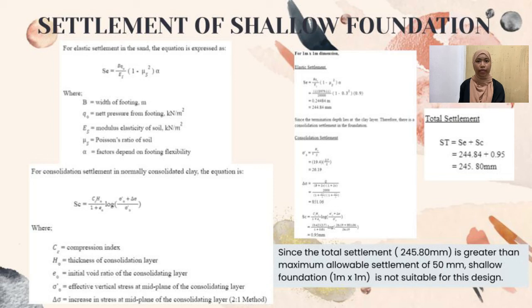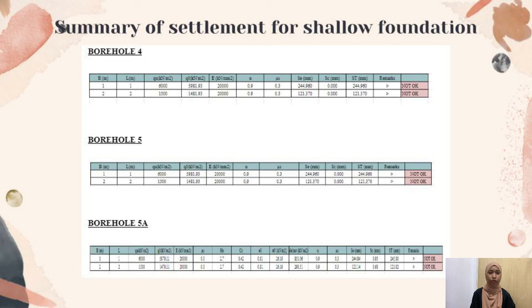Since the total settlement is greater than the maximum allowable settlement of 50 mm, shallow foundation is not suitable for this design. This is the summary of settlement for shallow foundation. As we can see, for both dimensions, 1 meter by 1 meter and 2 meter by 2 meter, in all of borehole 4, borehole 5 and borehole 5A, the settlement is not okay, indicating that the value we obtain is greater than the maximum settlement of 50 mm. So we can conclude that shallow foundation is not suitable and inadequate in this design.